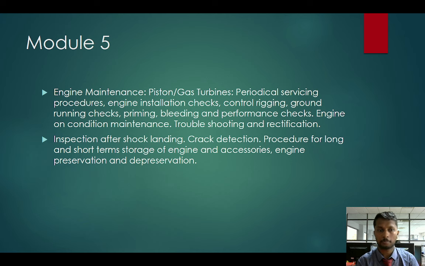And the next one is about inspection. After maintaining, we have to inspect again. Otherwise, we don't know whether that problem has been rectified or not. So in the inspection, the things I'll check are crack detection, and the procedures to carry out inspections for the particular accessories, components and parts in air-breathing engines or air-breathing propulsion systems, and also in rocket propulsion. And also the engine preservation and depreservation activities.